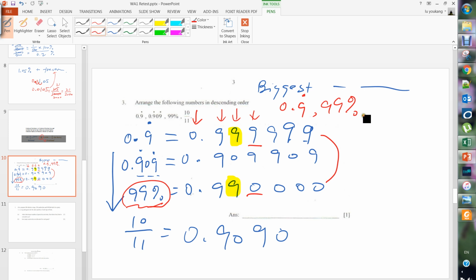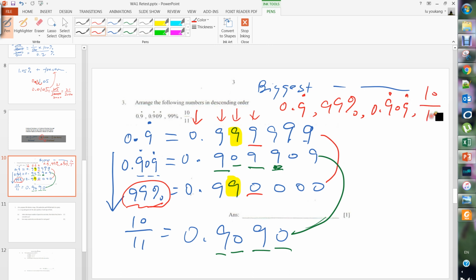And of course, now you need to compare these two, the green color, to see which one is bigger. So focus: 9 and 9, same. 0 and 0, same. 9 and 9, same. 9 and 0, which one is bigger? Definitely this is bigger, right? So therefore, you need to write down 0.909. So this is bigger than the smallest, which is actually 10 over 11. Okay, so this is the answer.